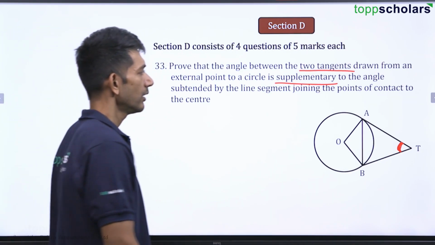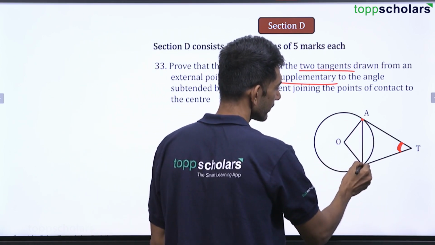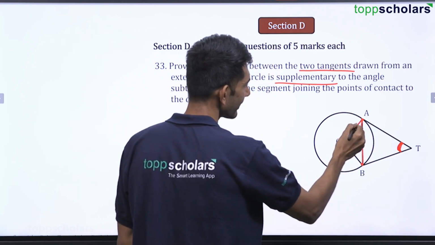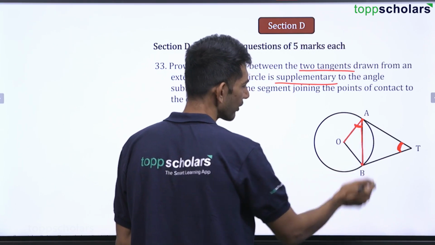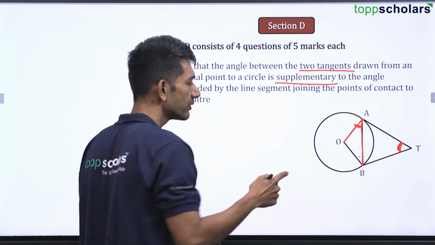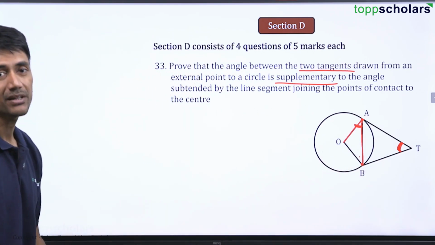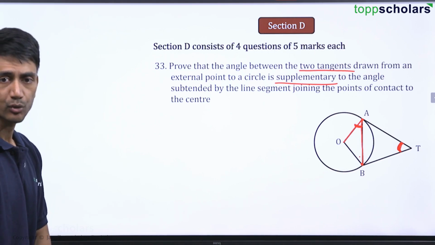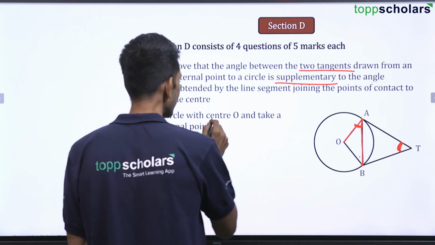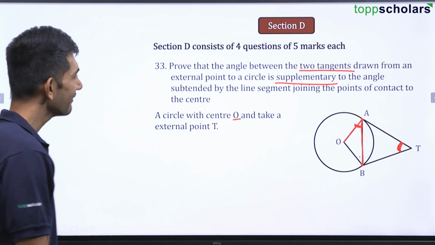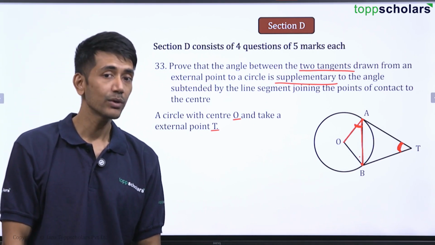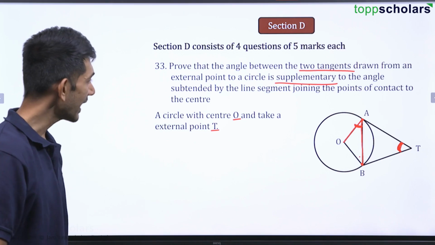Correct? So points of contact are A and B. Line segment joining the points of contact and the center. So this angle, or you can take this angle also. So we are supposed to prove that this angle ATB is supplementary to angle AOB. Okay, so what do we have here? We have a circle with center O and we have an external point T. From the external point T, can I say there are two tangents drawn? Yes. What are the two tangents drawn? TA and TB.